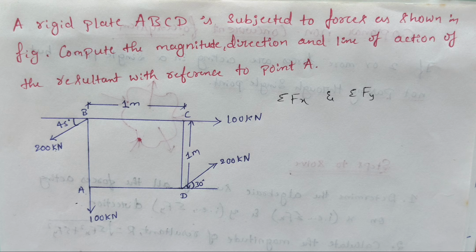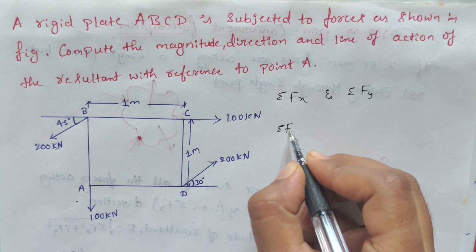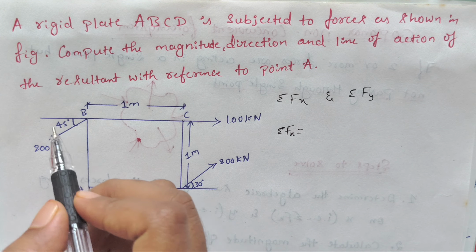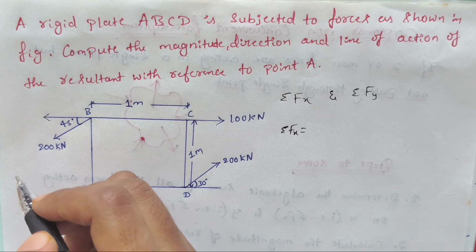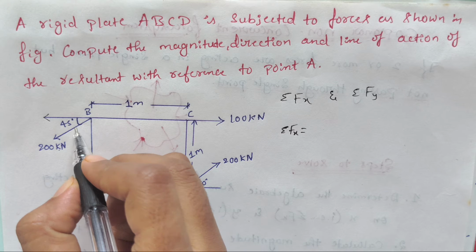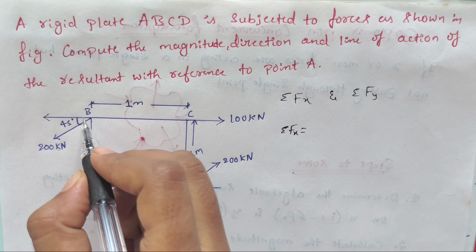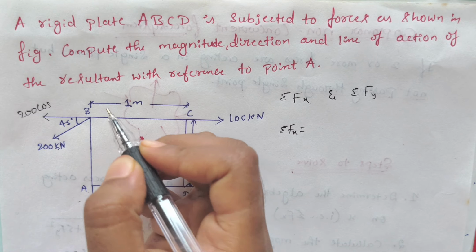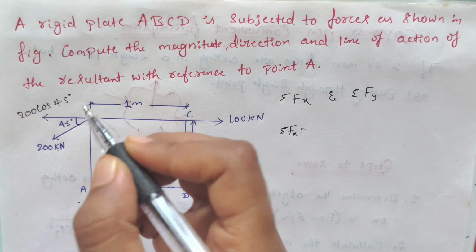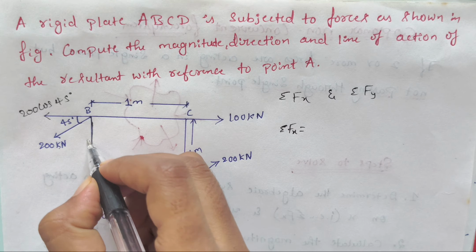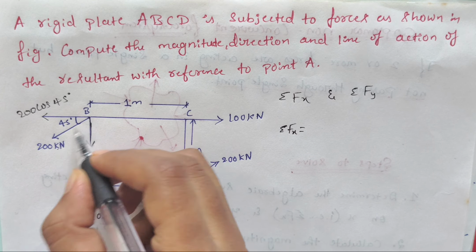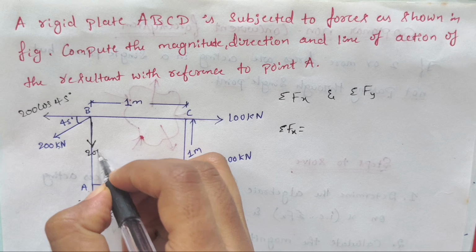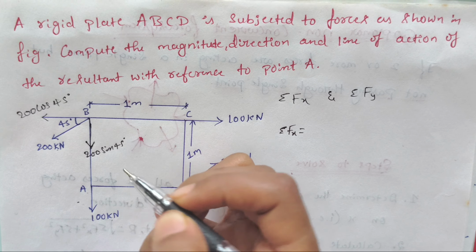While solving summation Fx, we'll start from this force. So the horizontal force will be like this, correct? How much will it be? Since the angle is made with respect to the x-axis, it will be 200 cos 45. And the vertical component of this force will be like this. Since the resultant is here, horizontal will be like this, vertical will be like this. It will be 200 sin 45.